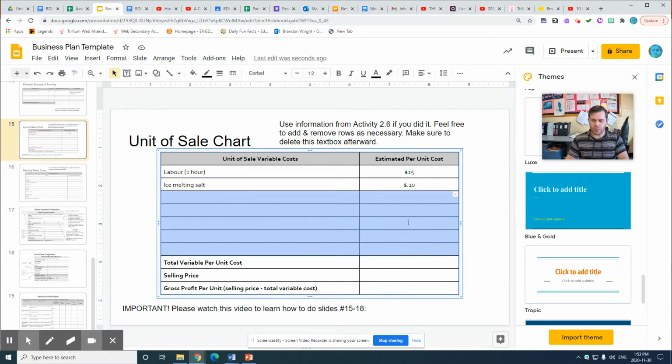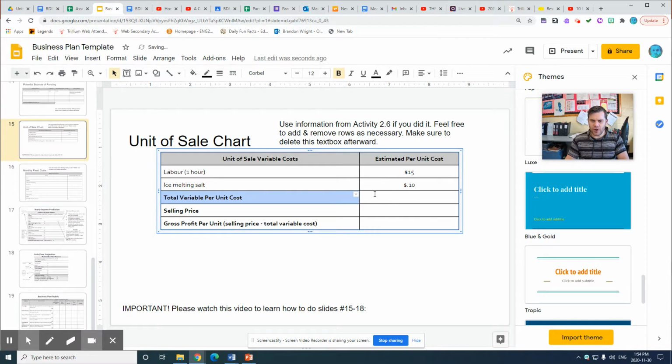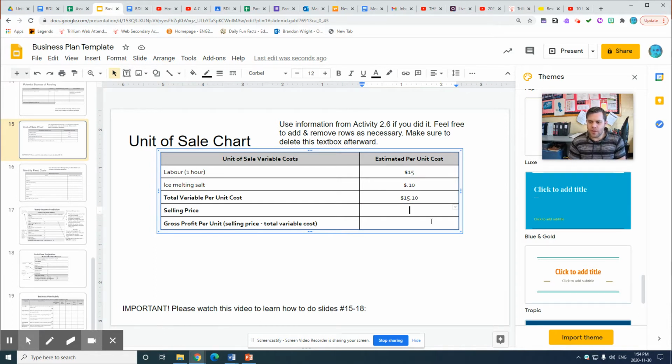And you can add and remove rows as you need by just right-clicking the mouse and choosing delete or insert. Since I only have two variable costs, my labor and my ice melting salt, I can delete those rows. So my total variable cost, I'll add up everything that I listed, $15.10. And my selling price, I want to sell my product at a rate that will earn me a profit, say $30.